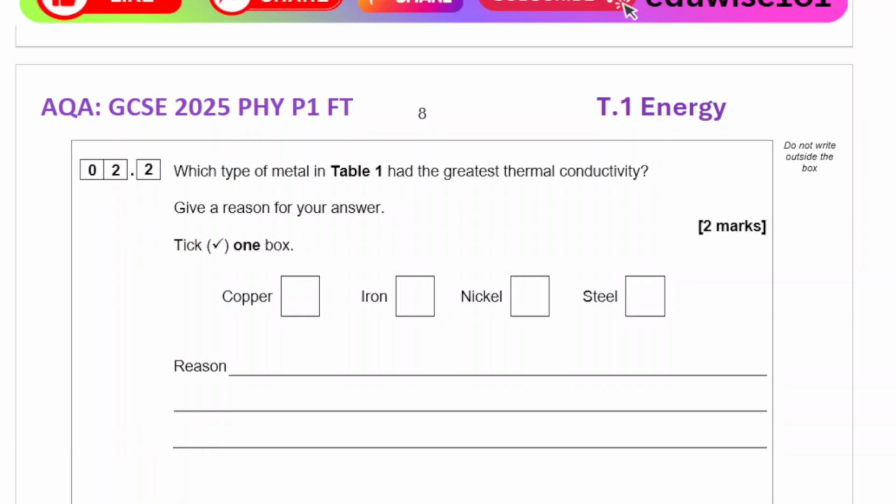Which type of metal in table 1 has the greatest thermal conductivity? That would be copper. Reason being, it had the shortest time, or it had the least time for the wax to melt.